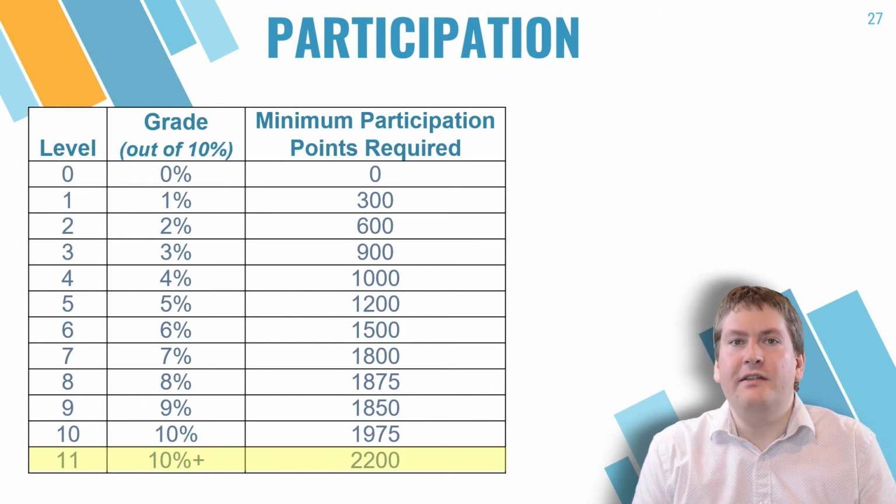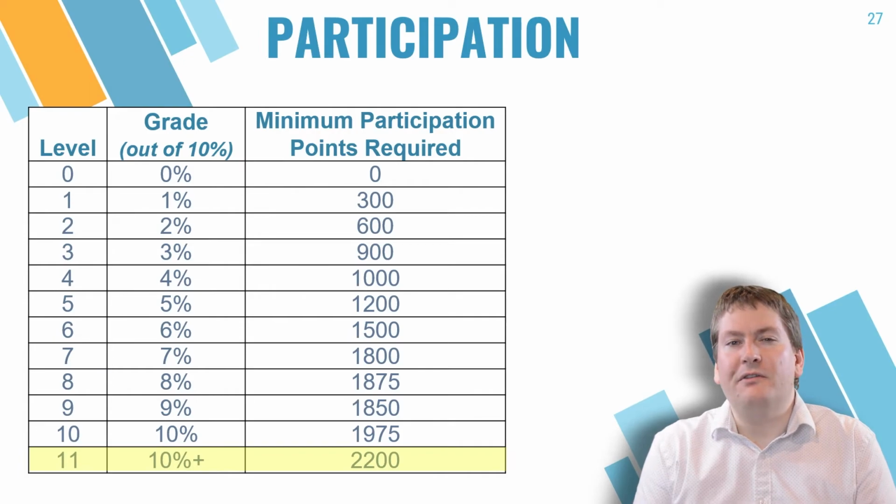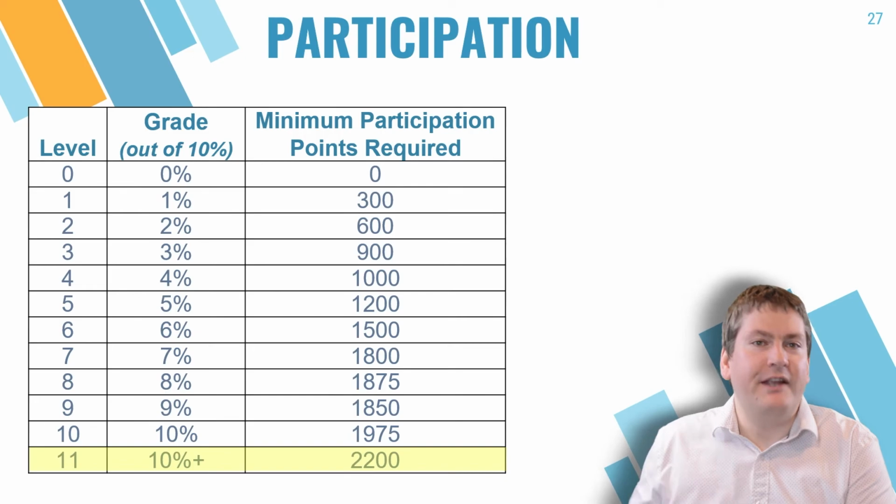I should mention that to get to a certain level, you do have to get over the points listed here. So for level 7, you need 1,800. If you had 1,799, you'd still be level 6, 6%. So it sort of works like XP in a video game. You have to actually get over the required amount to get up to that next level.